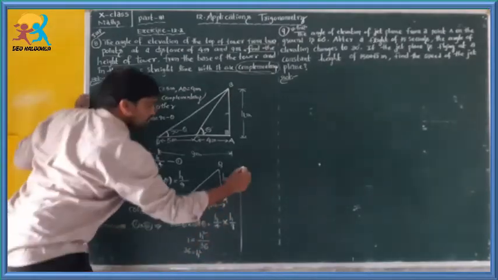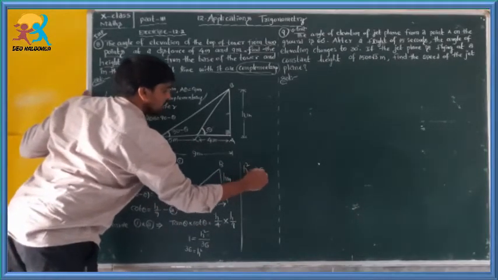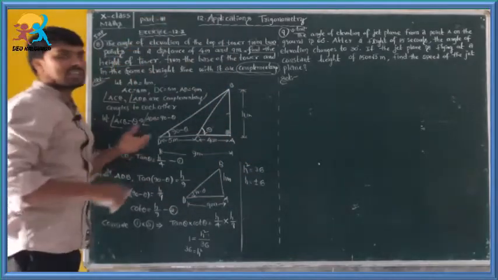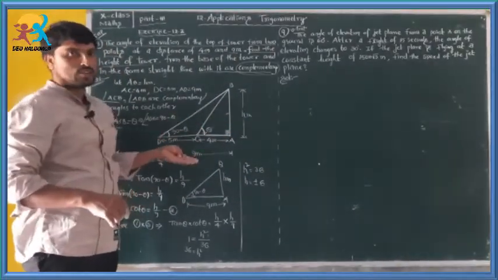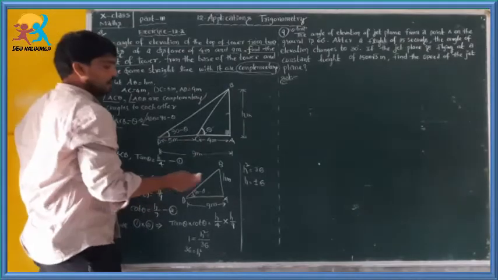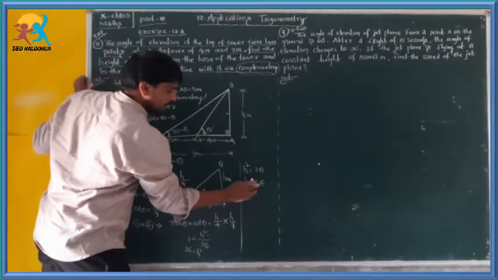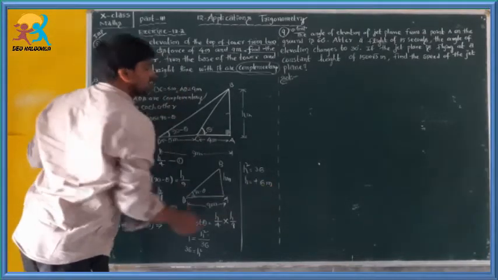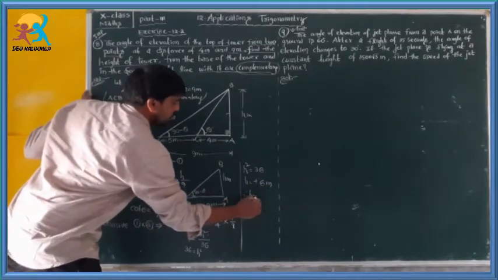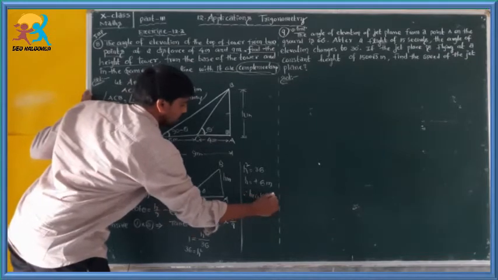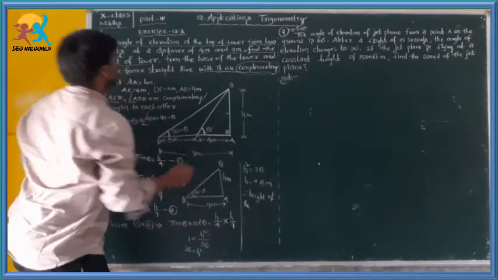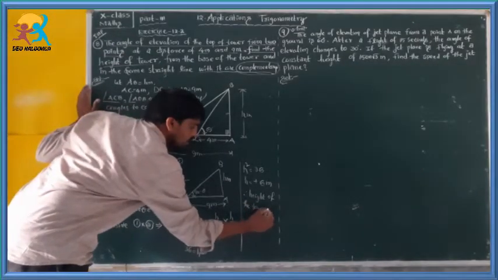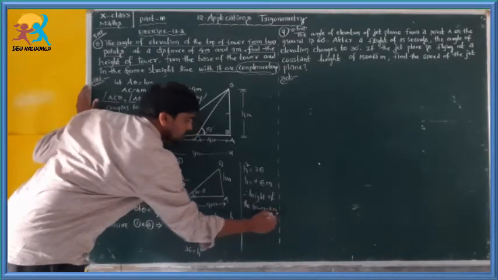That is, finally we get h square equals 36, h equals plus or minus 6, as minus 6 square equals 36, and plus 6 square is also 36. But h is height, so we neglect the negative sign. So h equals what? 6 meters. Therefore, the height of the tower is equal to 6 meters.